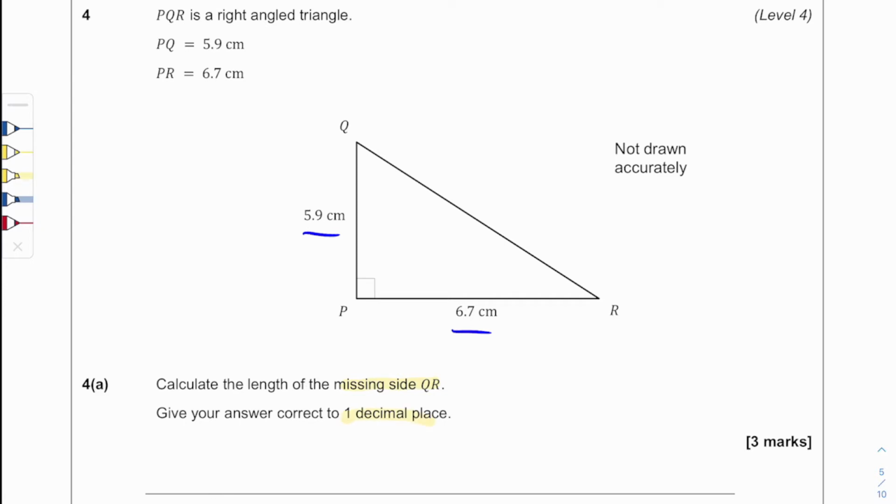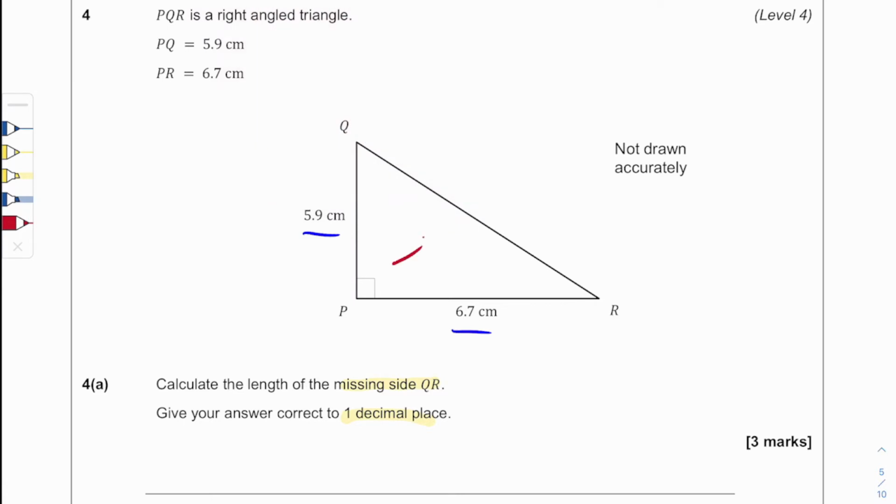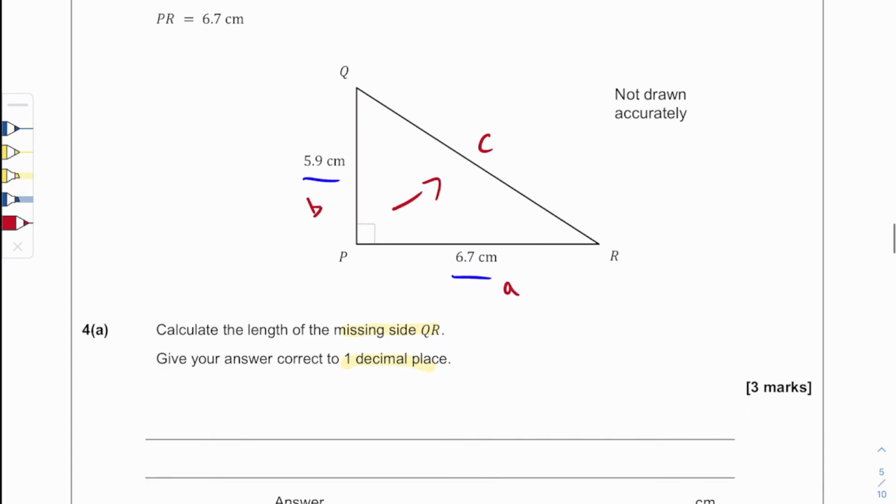Okay, so this one is the same as the first two. So all we need to do is label our triangle. So we've got C, A, and B. Again, we can put A and B either way around, doesn't matter. Then write down our formula.